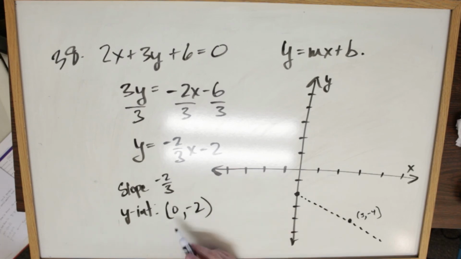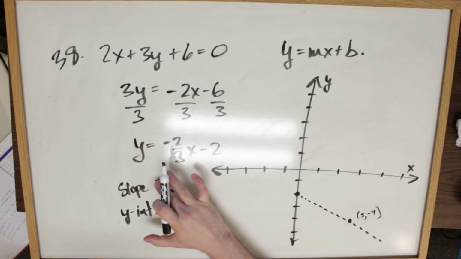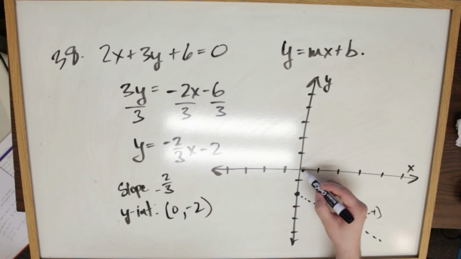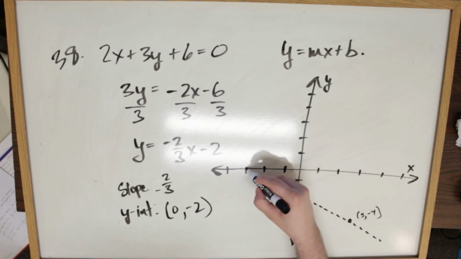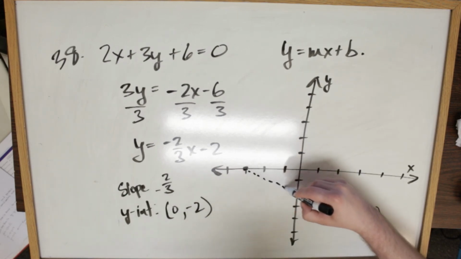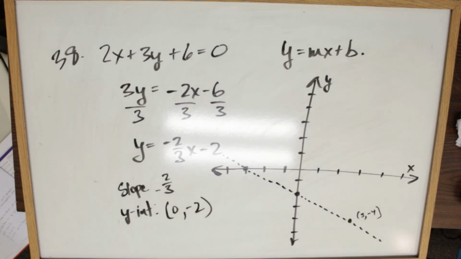And now if we wanted to go in the opposite direction, you can think of it as flipping this negative sign into the denominator. It's the same thing. So you go up 2: 1, 2, back 3: 1, 2, 3. This guy right here. That's pretty good, actually. I'm not bad at my drawing. All right, so there's our line.